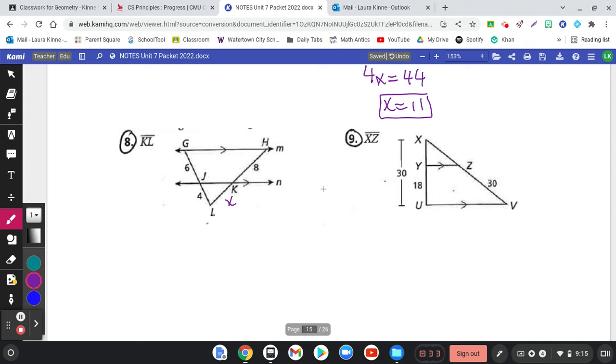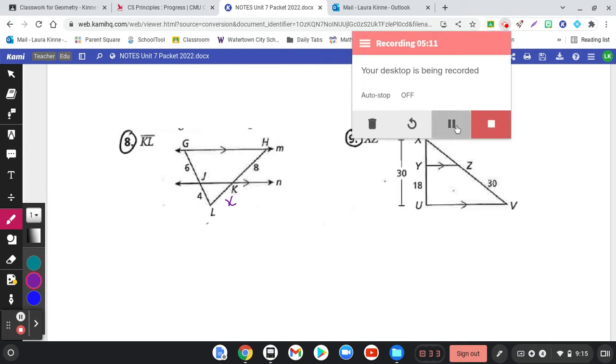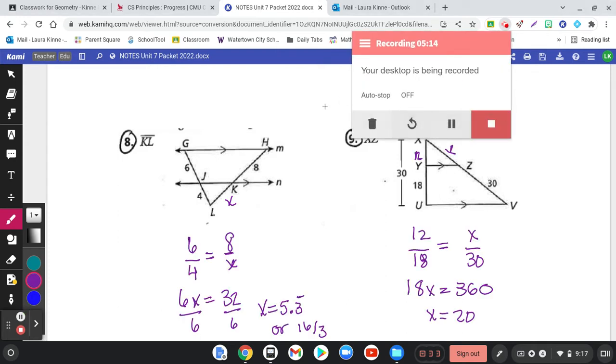Okay. Let's take a look at 8 and 9. See if you can get it set up. I'm going to pause the video and do the same, and then we'll take a look and see how you did. Okay, let's see how we did.